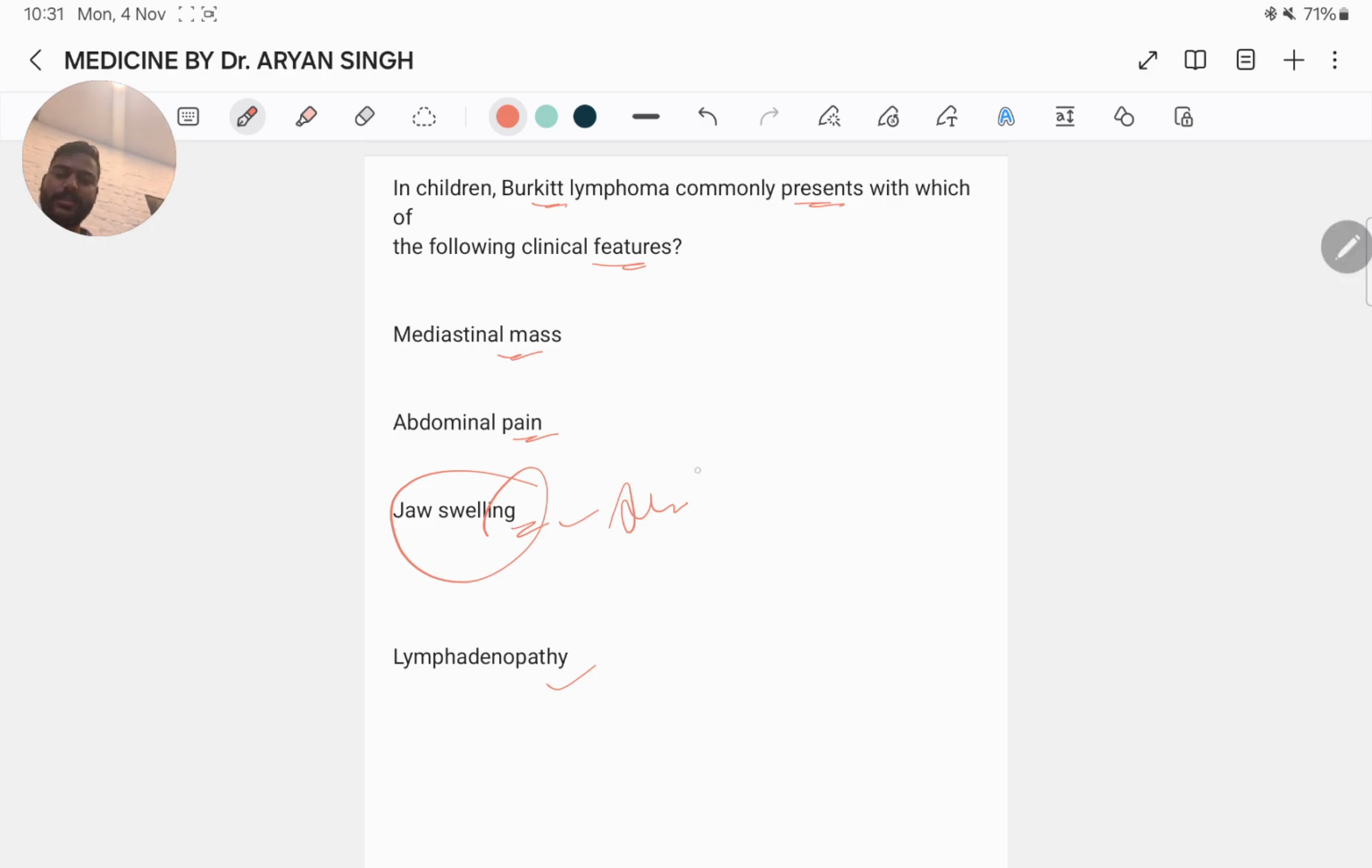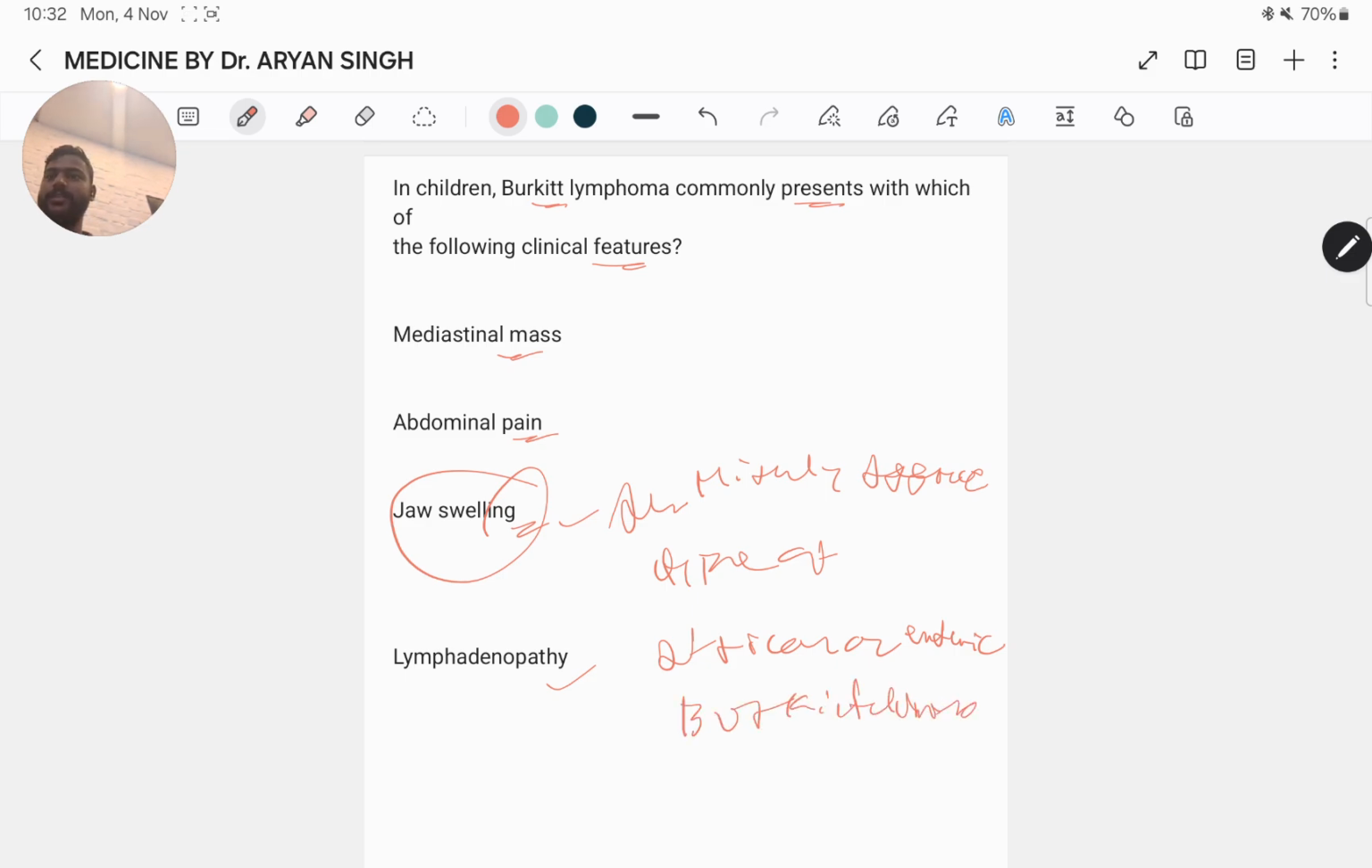Burkitt lymphoma is a highly aggressive type of non-Hodgkin lymphoma, predominantly seen in children and young adults. It often involves the jaw bones and presents as a rapidly growing mass causing swelling in the jaw region. The clinical presentation is also known as African or endemic Burkitt lymphoma, which is commonly found in equatorial Africa.